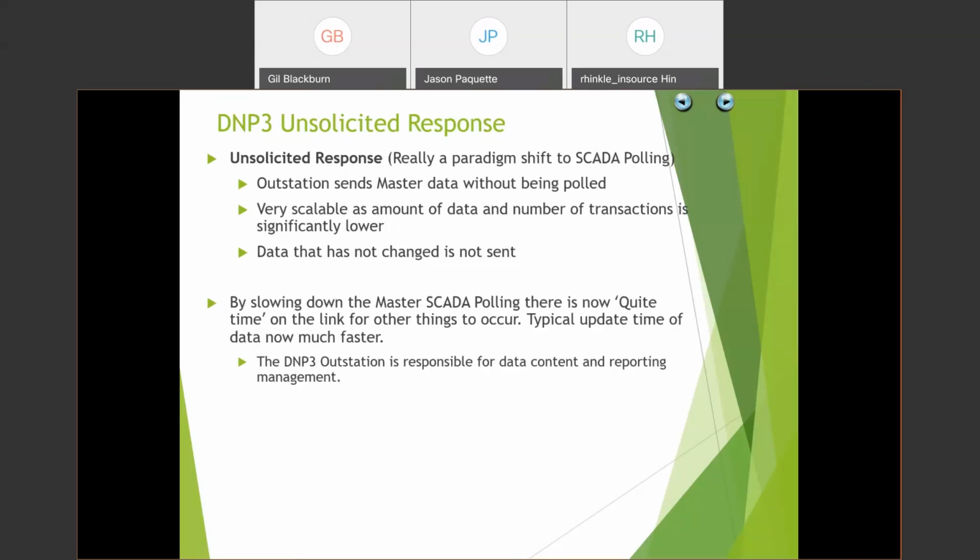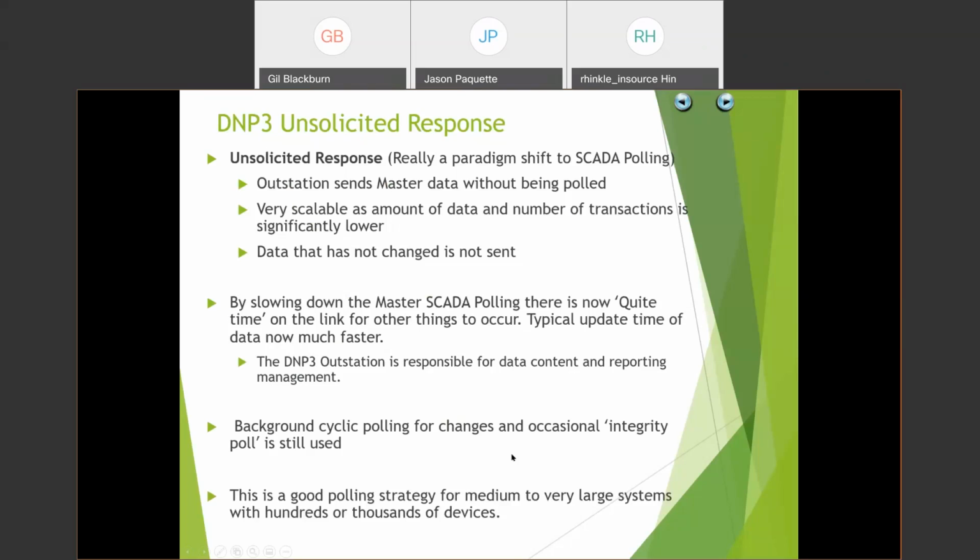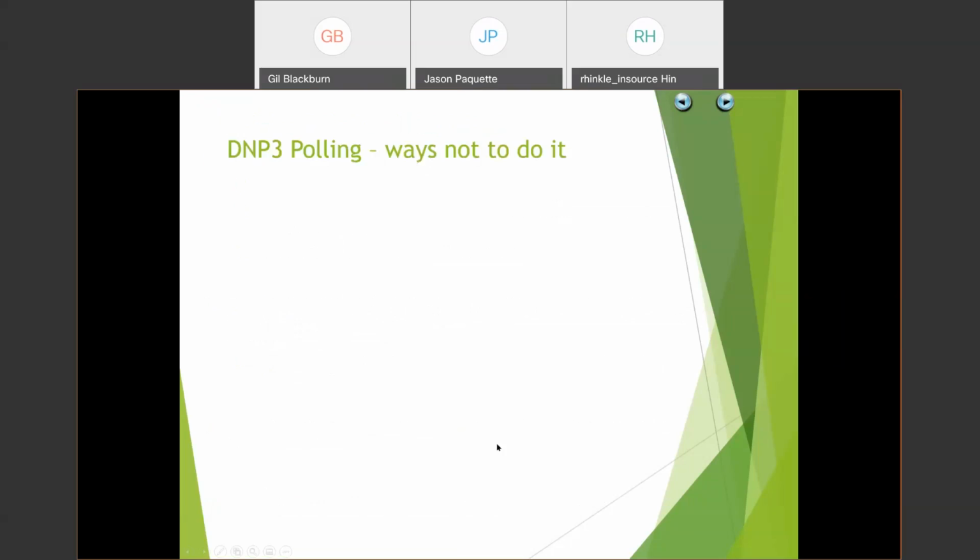And at any point in time, you can always poll a station. If you're looking at it and you want to get all the details right now, you just say poll that station, and it interrupts that polling cycle and reads it right away. Your background cyclical polling gets your changes on that. This is what I consider a good polling strategy for your medium to very large systems, what I call a hybrid. You're doing unsolicited and you're doing polling, and it's a mix of it.